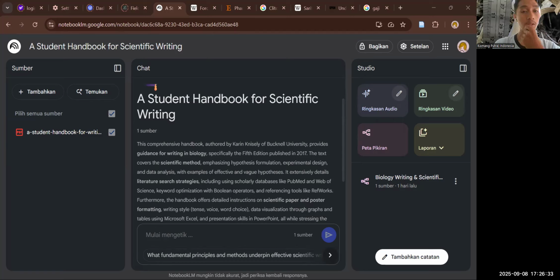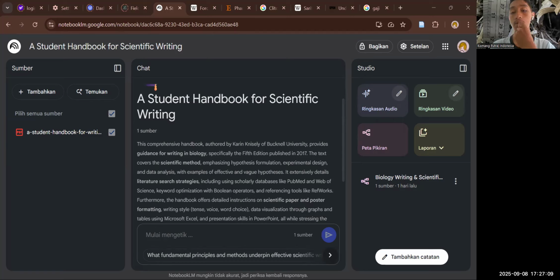This book actually contains 8 chapters. Student handbook for writing in biology. The first chapter tells us about the scientific method, and first and foremost, the handbook has a preface about this book. It tells us about the author Karen Nisley, and it allows us to do some brainstorming according to this specific source.